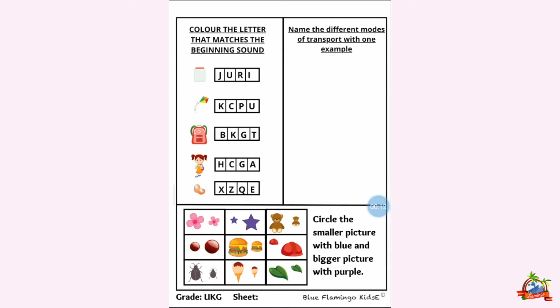Let us start. This sheet is divided into three parts. So we will get to know about three different subjects which are English, Maths and EVS. So let us start with our first subject which is of English. The question says, color the letter that matches the beginning sound.